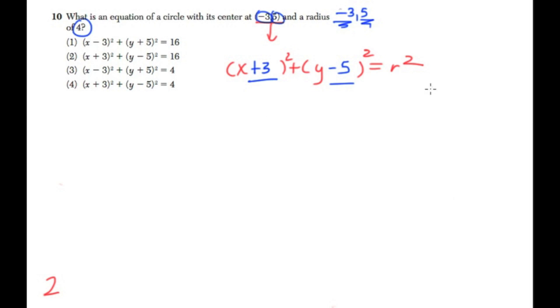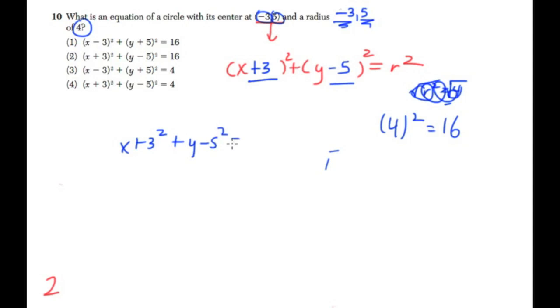That simple. And then radius is 4, and if r squared is 4, wait, am I doing this right? Radius of 4. Oh yeah, so this is r squared, right? So if we're going to take the square root of both sides, wait, oh my god, what am I doing? Alright, so the radius is 4. Sorry for confusing you. So it's going to be 4 squared, so that's 16. So the final equation is going to be x plus 3 squared plus y minus 5 squared equals 16.